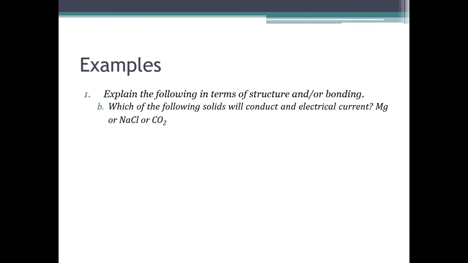All right, our next one, which of the following solids will conduct an electric current? Mg, magnesium, or NaCl, sodium chloride, or CO2. Well, the only things that conduct electric currents in their solid forms will be metals. Remember, if this were dissolved in water, it would be a different story, but this is in its solid form. So that'll be magnesium, right? Because this is ionic.